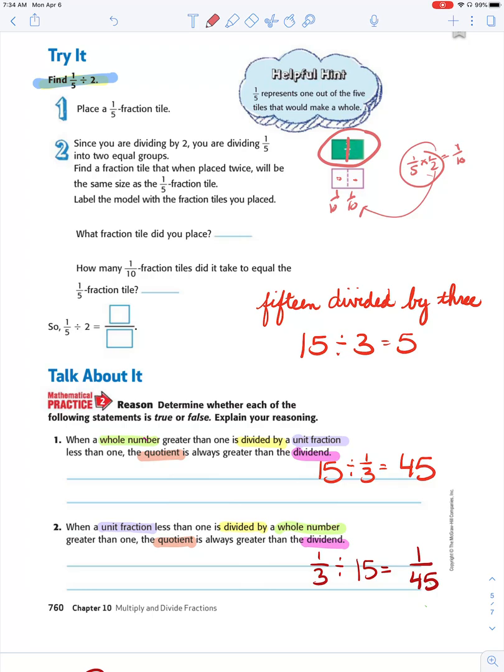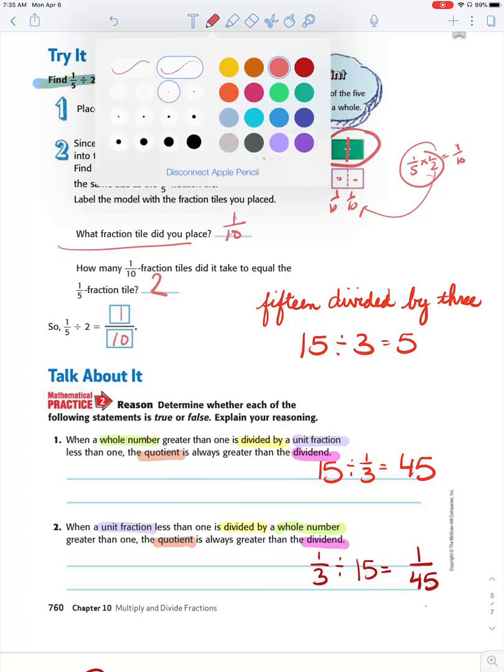So what you want to think about here is that when you're looking at this, the fraction tile that you would place here would be 1/10. And how many of those 1/10 would you use? You would use 2 to make 1/5, and therefore 1/5 divided by 2 is equal to 1/10.